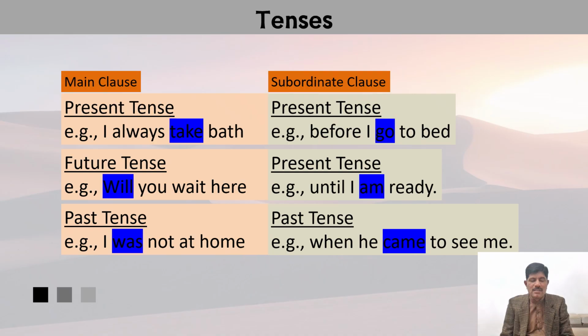If there is a past tense in the main clause, there must be a past tense in the subordinate clause as well. For example, I was not at home when he came to see me. I was and he came. Both the tenses are in simple past tenses, so past takes past.